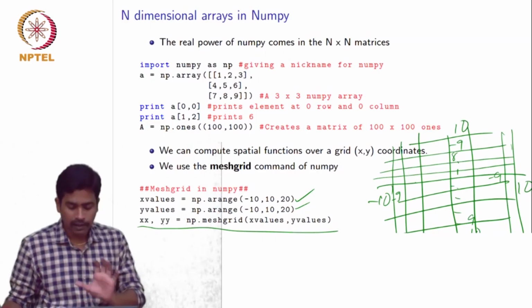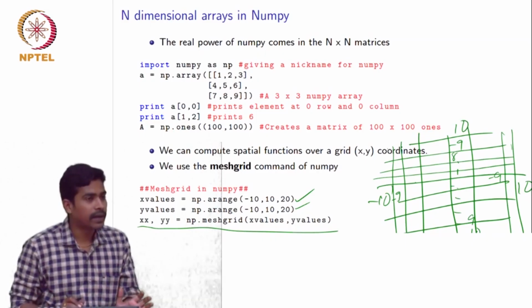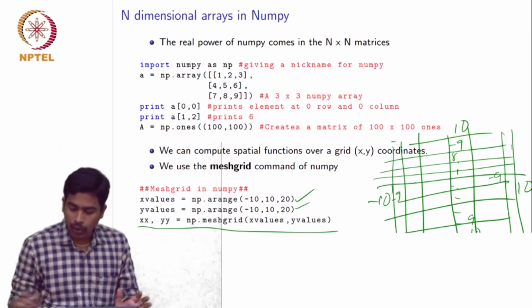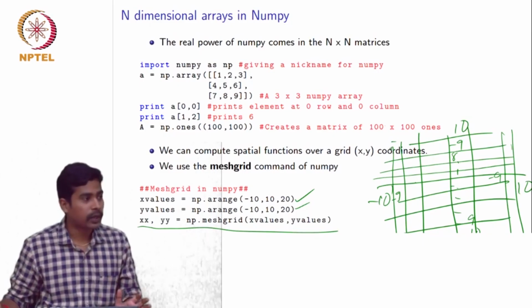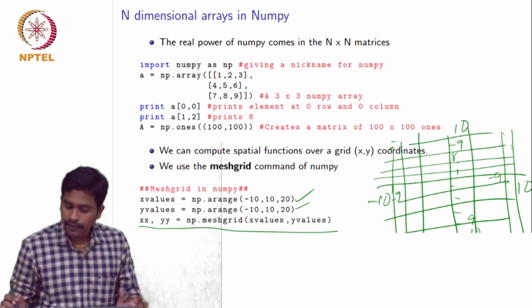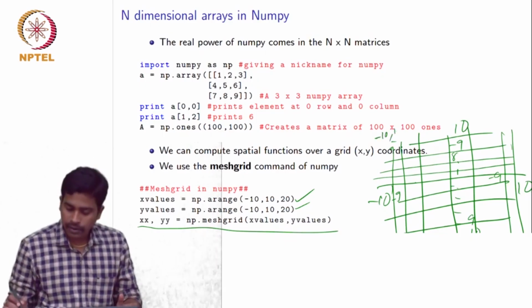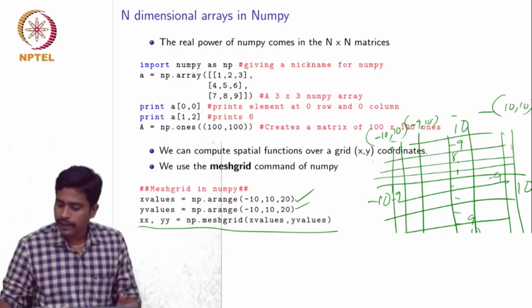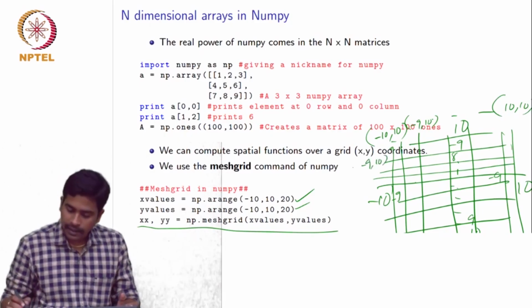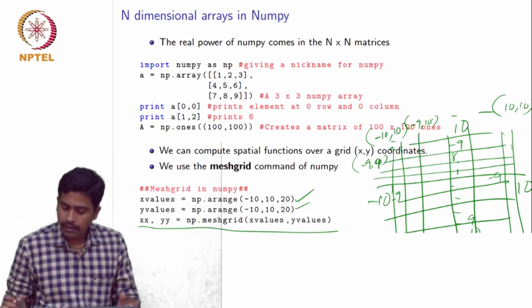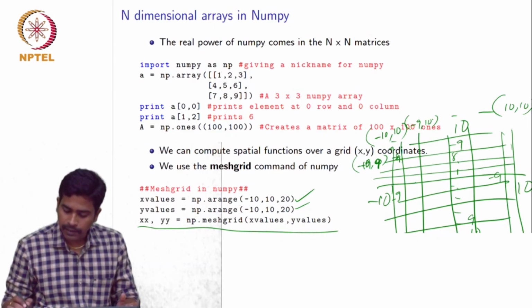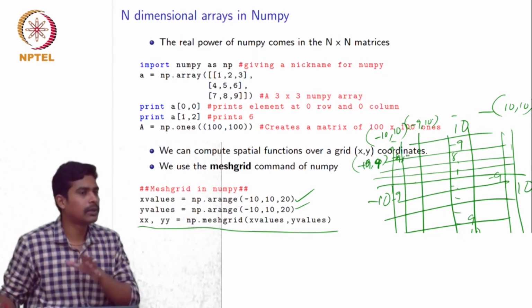By using this command, it takes the range of x and range of y values and returns two matrices, xx and yy, each a two-dimensional matrix of 20 by 20. In this example, the points are minus 10 comma 10, minus 9 comma 10, and so on all the way to 10 comma 10. Similarly, minus 10 comma 9, minus 9 comma 9, and so on. This is how the coordinate system is going to look.